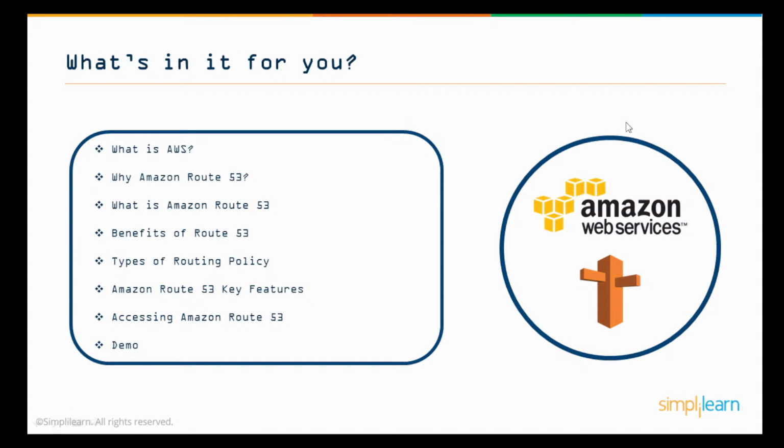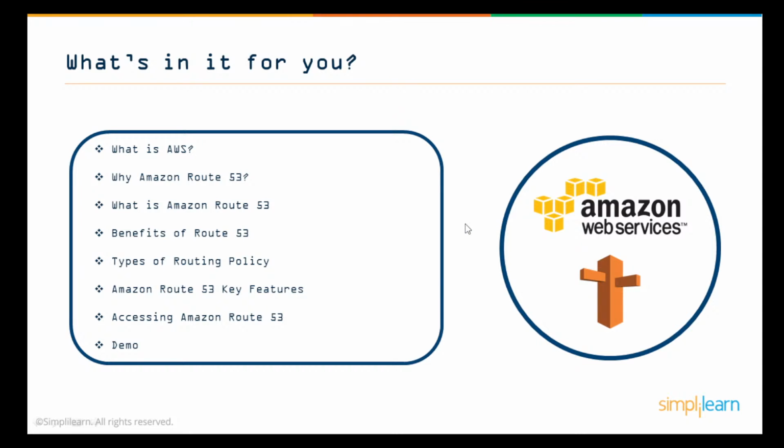So what's in it for you today? We are going to understand what exactly AWS is. In brief, we are going to understand about Amazon Web Services, and then we are going to move to the Amazon Route 53 service. What exactly is the Amazon Route 53 service? What are the benefits of Route 53? Types of different routing policies that Route 53 offers. Amazon Route 53 key features.